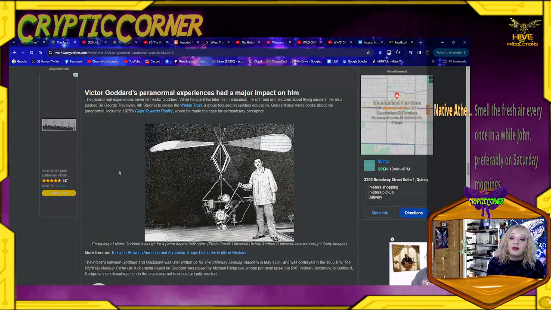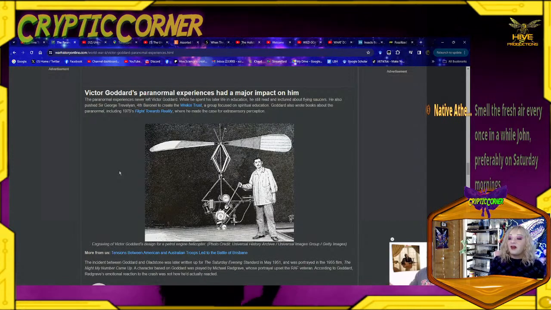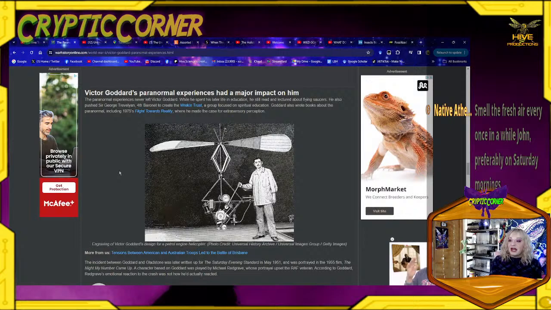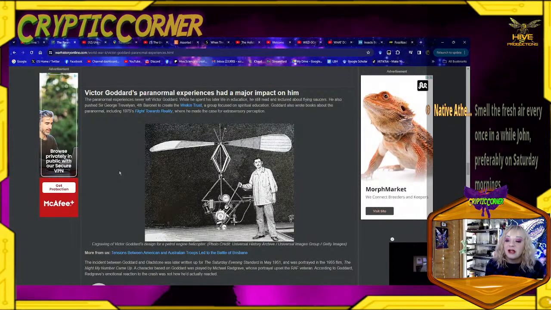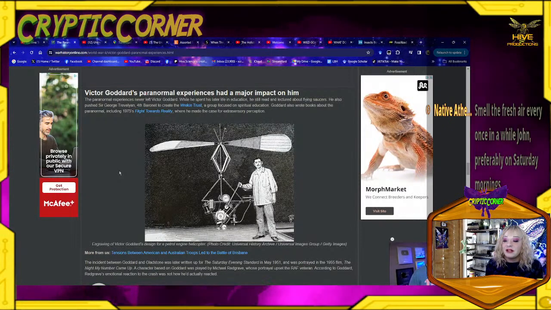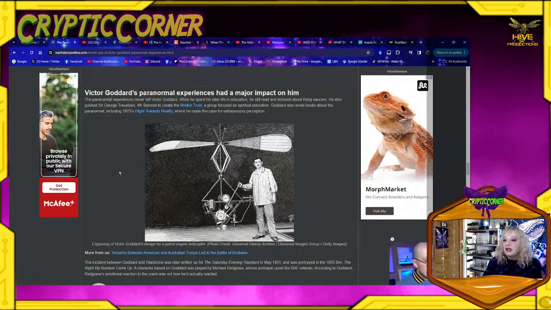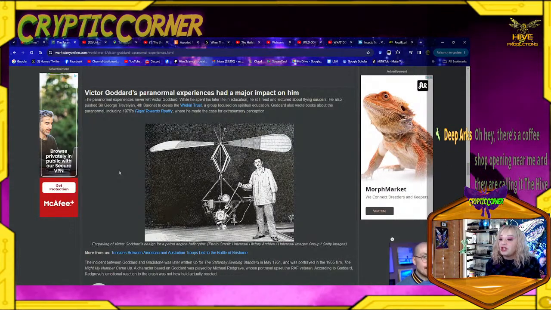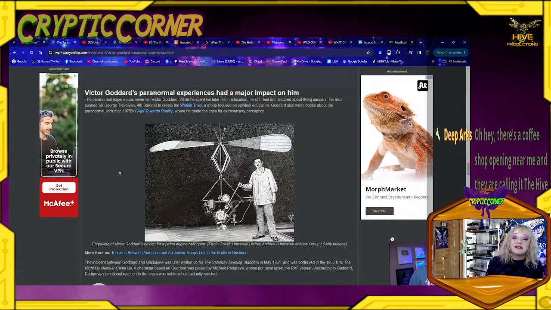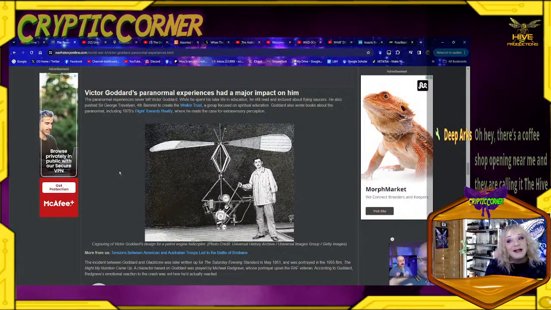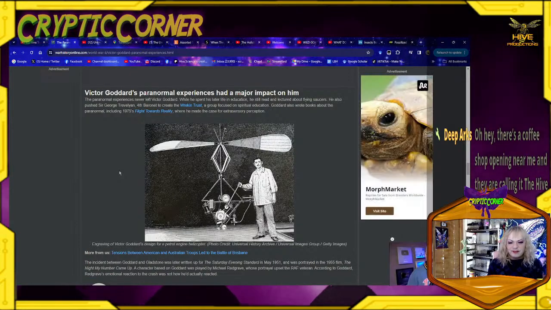Here we go. The paranormal experiences never left Goddard. While he spent his later life in education, he still read and lectured about flying saucers. He also pushed Sir George Trevelyan, 4th Baronet, to create the Wrekin Trust, a group focused on spiritual education. Goddard also wrote books about the paranormal, including 1975's Flight Towards Reality, where he made the case for extrasensory perception.